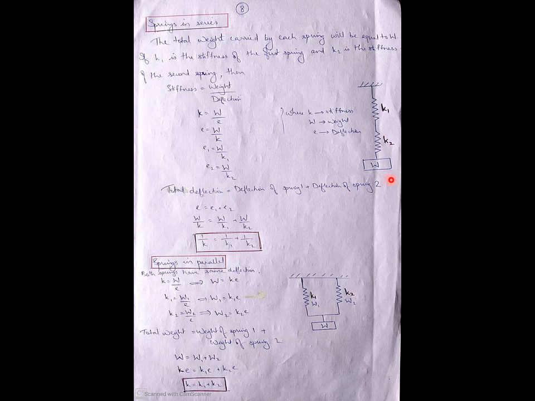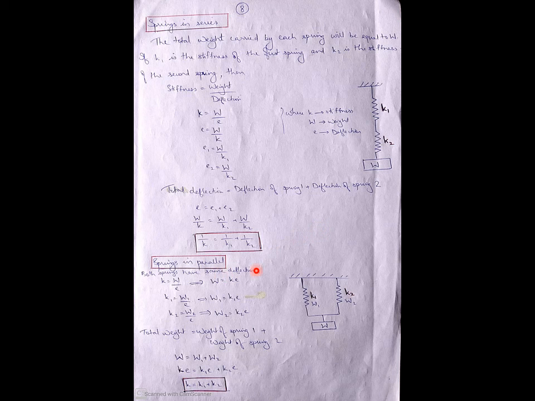Now also we have the total deflection equal to the deflection of the first spring plus the deflection of the second spring, that is E equal to E1 plus E2. What is E? It is W by K. E1 is W by K1, E2 is W by K2. So W gets cancelled. Finally, it will be 1 by K equal to 1 by K1 plus 1 by K2. So if the springs are in series, the final stiffness is given by 1 by K equal to 1 by K1 plus 1 by K2. If there are 3 or 4 springs, it will be just like this, that is 1 by K equal to 1 by K1 plus 1 by K2 plus 1 by K3 plus 1 by K4.